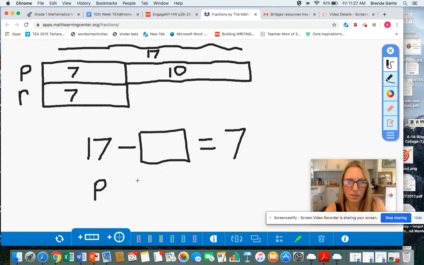We knew that there were some fewer playing, or reading, I'm sorry. There were some fewer that were reading. And we knew that there were 7. So we could do it like this. 17 minus something gave us 17, and we figured out that that was 10. So that is one way to do the number sentence.